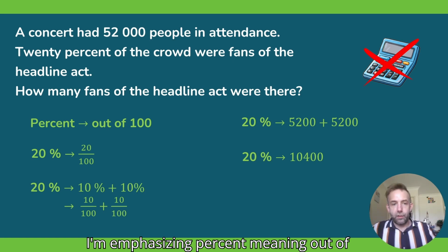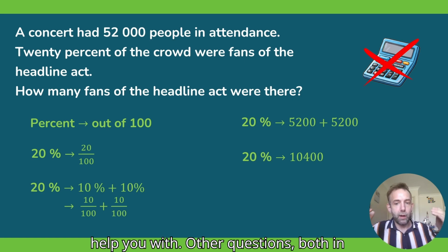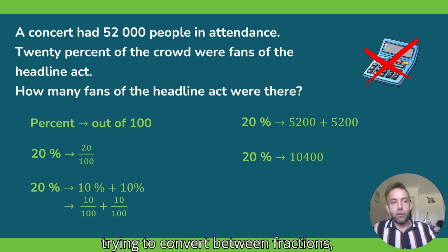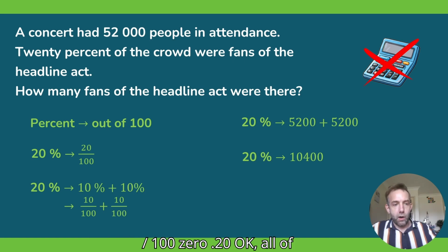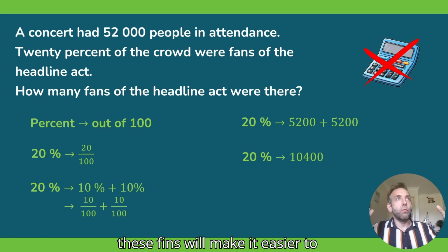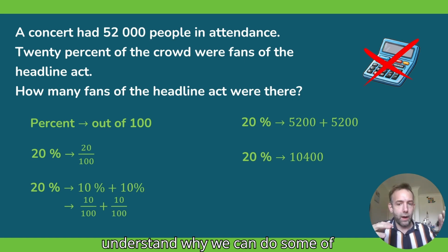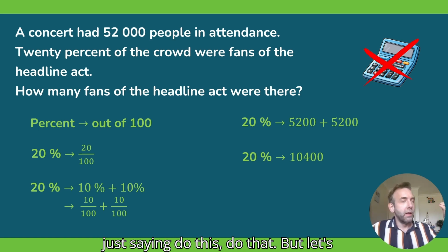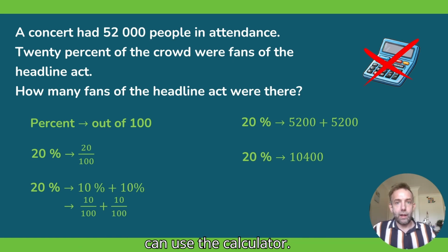So the reason I'm emphasizing percent meaning out of 100 so much is because it will help you with other questions, both in this video and in general, when you're trying to convert between fractions, decimals, and percentages. 20%, 20 over 100, 0.20, okay? All of these things will make it easier to do comparison and hopefully help you understand why we can do some of these mental calculations compared to just saying, do this, do that. But let's have a look at another one now where you can use the calculator.